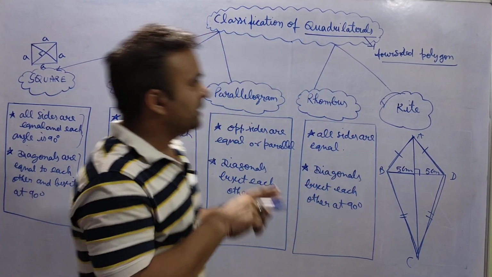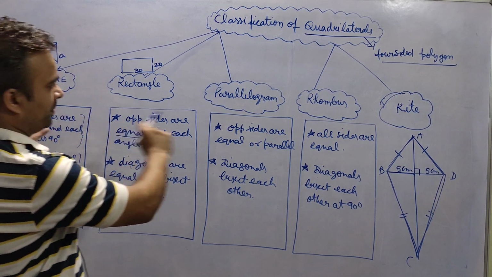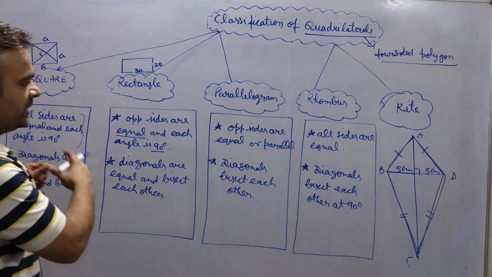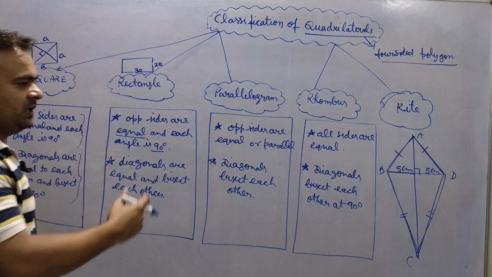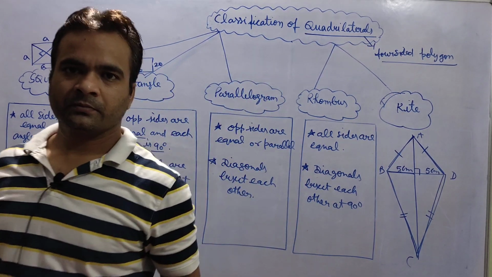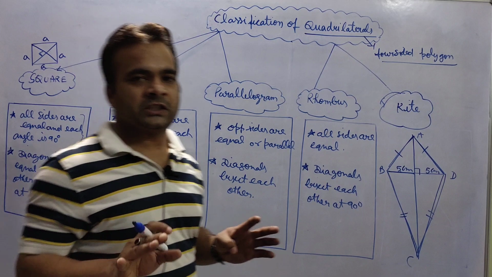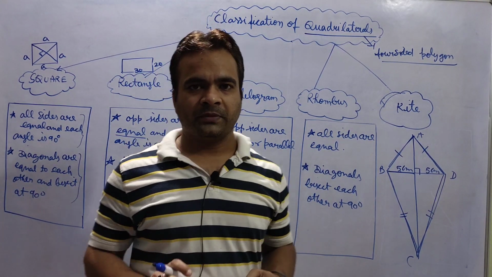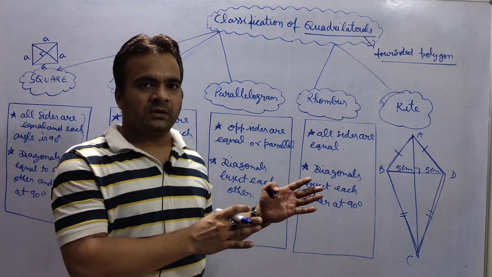So this was the classification, and please write all the properties in the same way so that you can understand the difference, because if you write them separately then you will not be able to find the difference properly. So I think, class, this was all about the classification. I hope you have understood, and you can do these types of sums related to quadrilaterals.